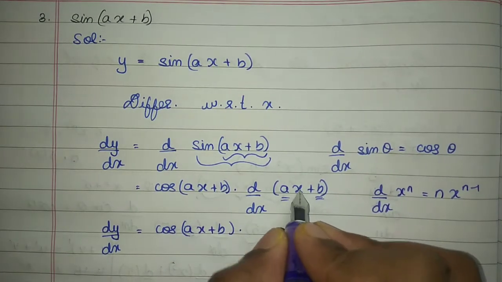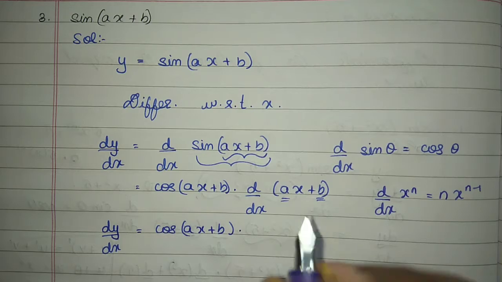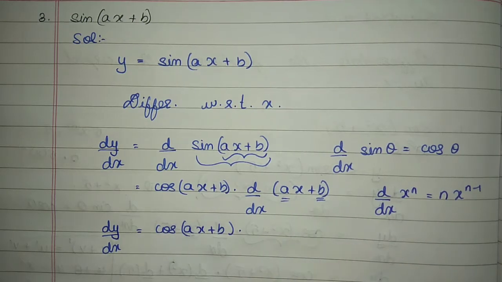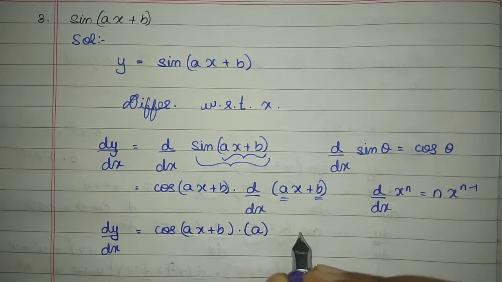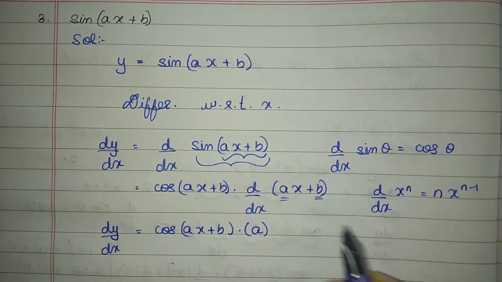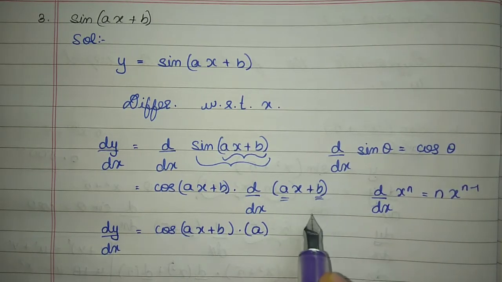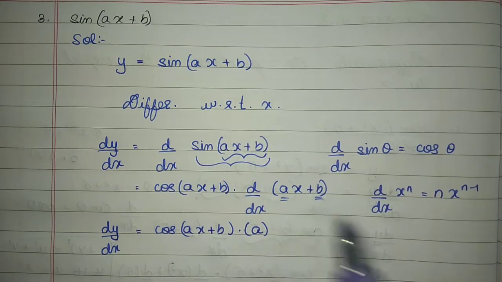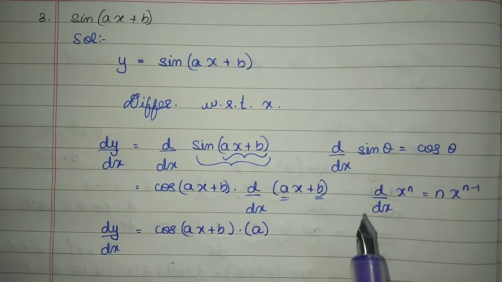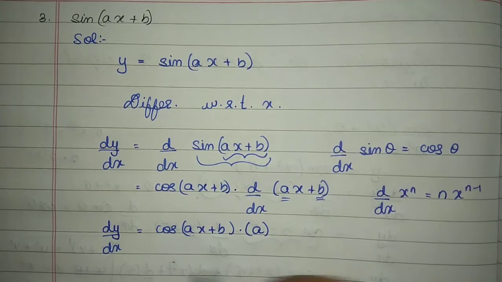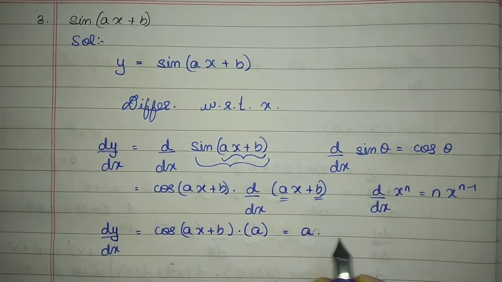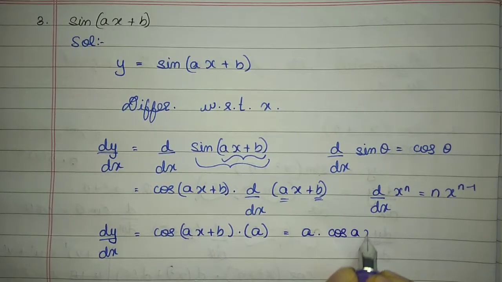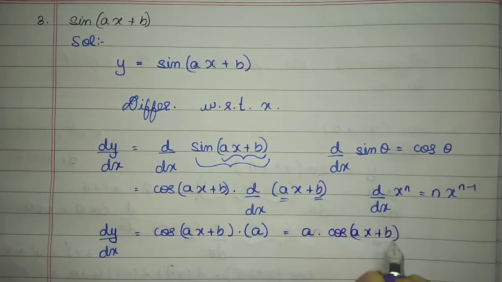So what is the power of x here? It is 1. So 1 minus 1 is 0, which is again 1. So a alone I will be writing it here. So in the next step, I will have d by dx of b, which is a constant, that is 0 plus 0 only. So that isn't anything. So my final answer will be a into cos ax plus b. This is my answer.